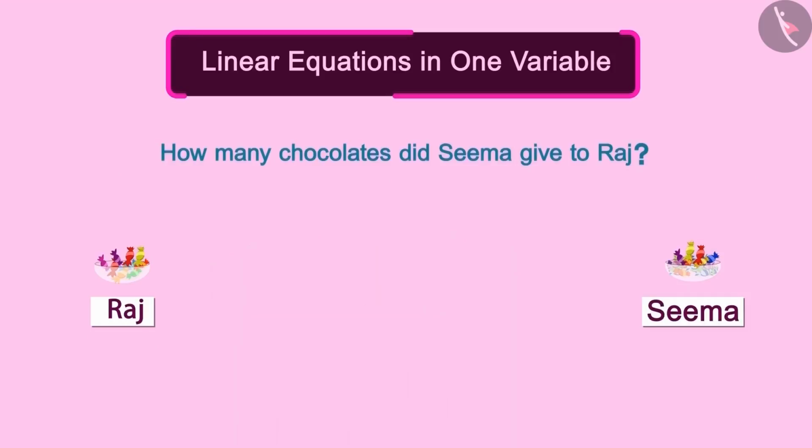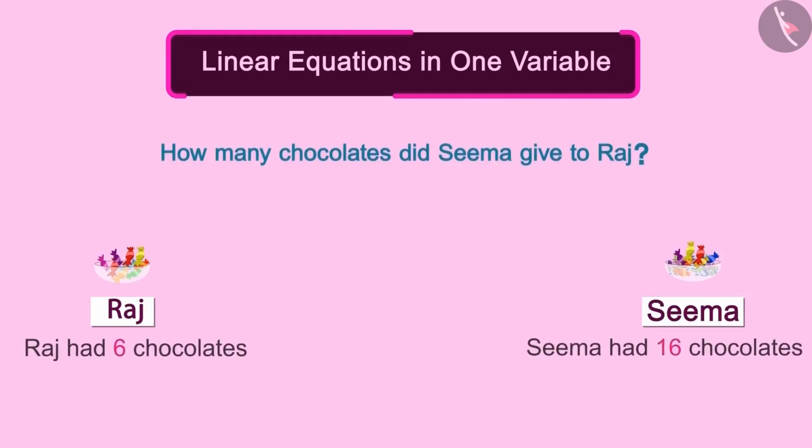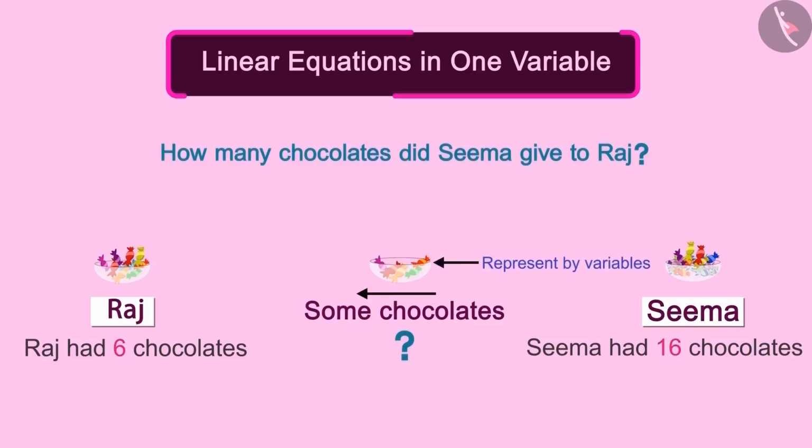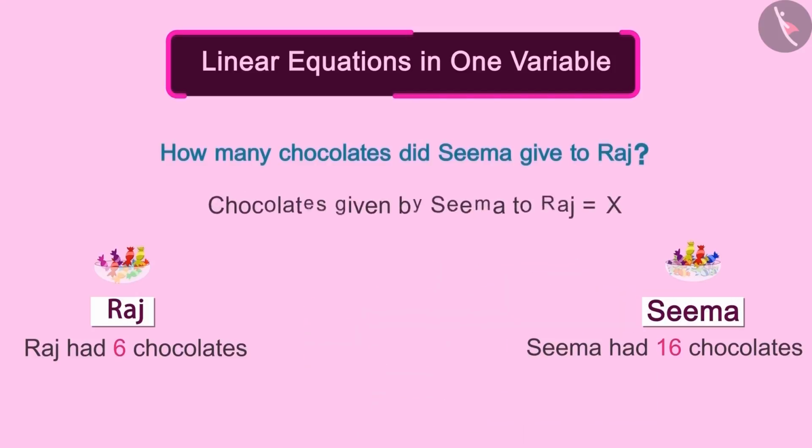What we know is that in the beginning, Raj had 6 chocolates and Seema had 16 chocolates. But out of that, Seema gave some chocolates away to Raj. We don't know how many chocolates Seema gave to Raj. We have learned that when we have something which is unknown, then we represent it with the help of a variable. So let us represent the number of chocolates which Seema gave to Raj by a variable x.